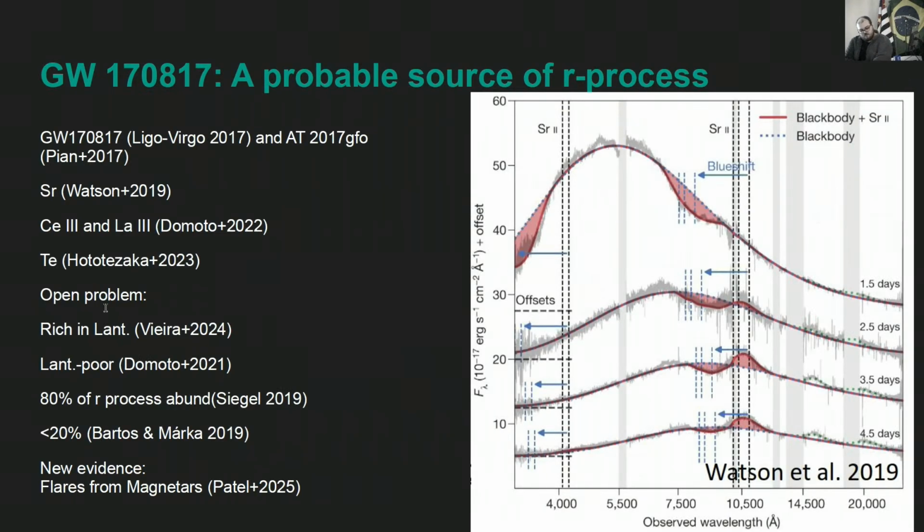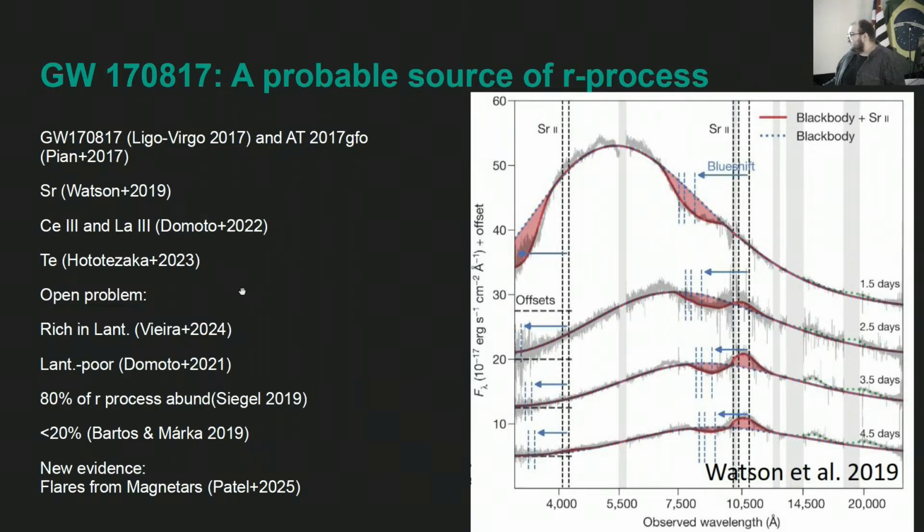The source of the R process is still an ongoing debate in the literature. The first time that we had an observational signature of the R process was with the kilonova of GW170817, and you can see here the dashed-dotted line is the black body fit through the spectra, and this red line is the black body plus the lines of strontium II on this transient. And you can see that the feature of strontium II is clearly seen.